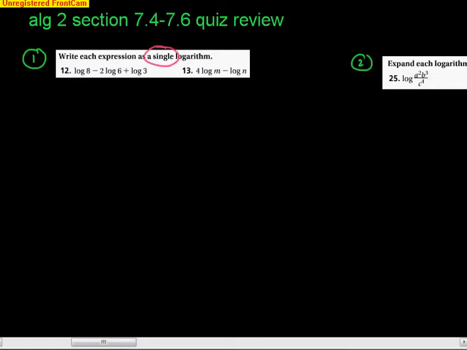Okay, this is called condensing, okay? So whenever you condense, you do powers first. Powers first. So any number out in front of a log becomes a power. So this log has no number out in front of it, so that's just log 8. Minus. This log has a 2 in front of it. That becomes the exponent. Log 6 squared. Plus this log has nothing in front of it, log 3. Let's go ahead and simplify that 6 squared. So log 8 minus log 36 plus log 3.